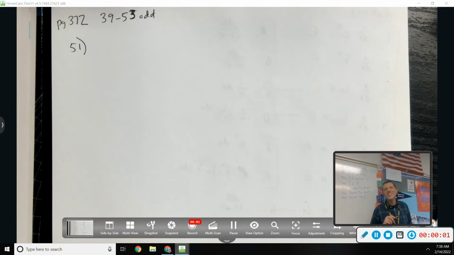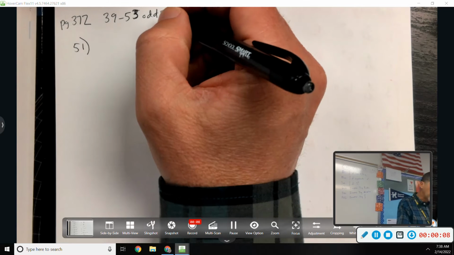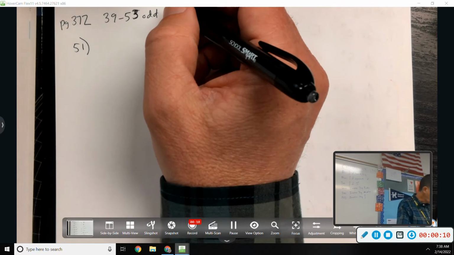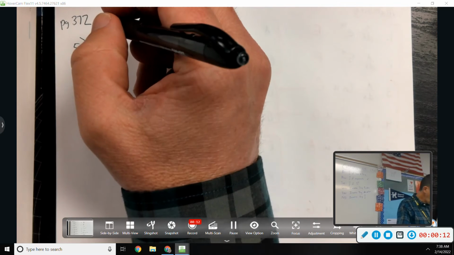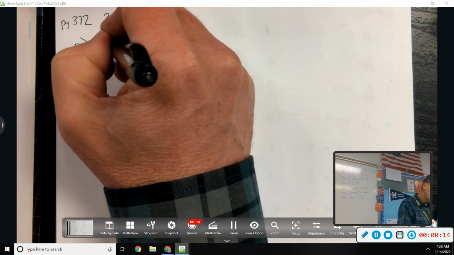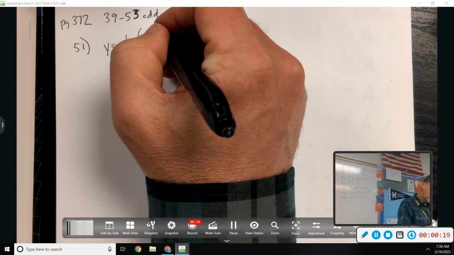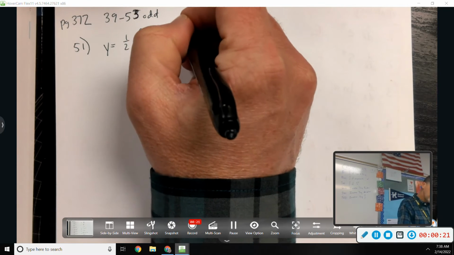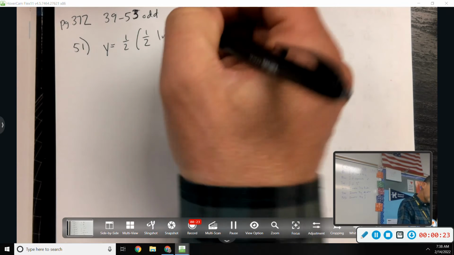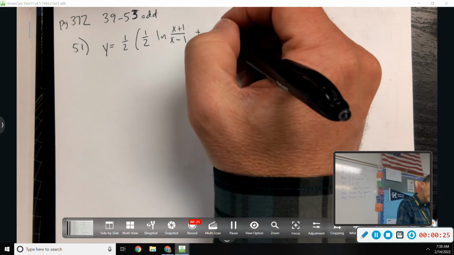So we left off last Thursday. This was the assignment, page 372, 39 to 53 odd, derivatives of inverse trig functions. So 51. Oh, that looks terrible. 1/2, open parentheses, 1/2 natural log of x plus 1 over x minus 1, plus arctan of x.